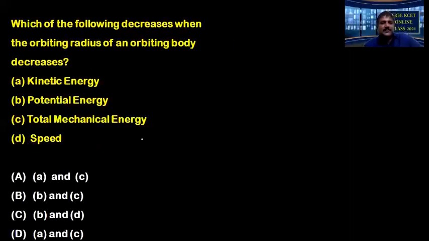Okay, the next question is, which of the following decreases when the orbiting radius of the orbiting body decreases? That means the body is taken near to the Earth, from a certain more height, it is brought to lesser height. Kinetic energy, yes, obviously it increases, but here the question is what decreases by decreasing the height. So when H or R decreases, kinetic energy, when it comes nearer, closer, increases.